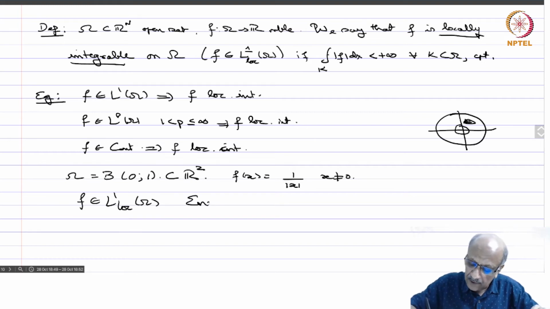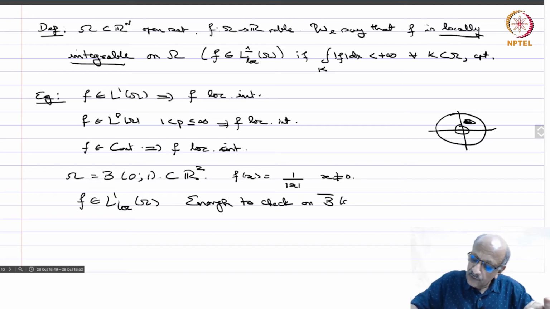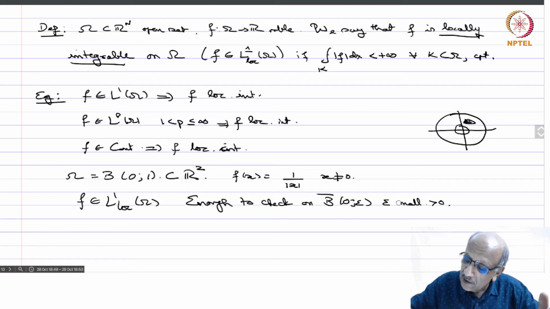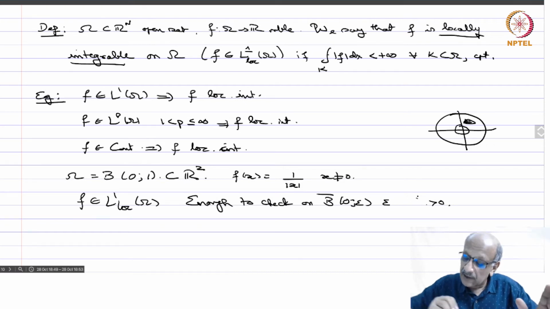So enough to check on B closure (0, epsilon), epsilon small and greater than or equal to 0. So this is a closure. So closed ball, that's a compact set which contains the origin, and any other compact set containing the origin can be put inside a ball. So in fact epsilon small is really not necessary. Epsilon greater than 0 is fine. Okay, so it's enough to check this.